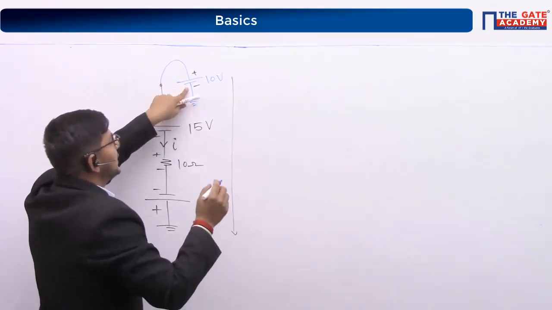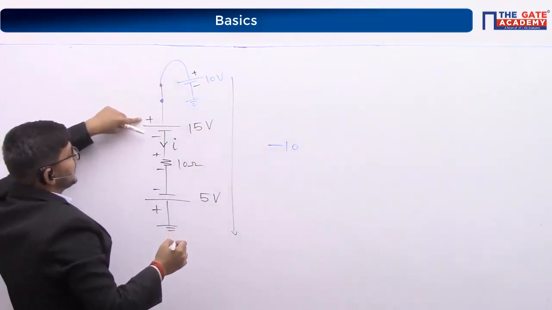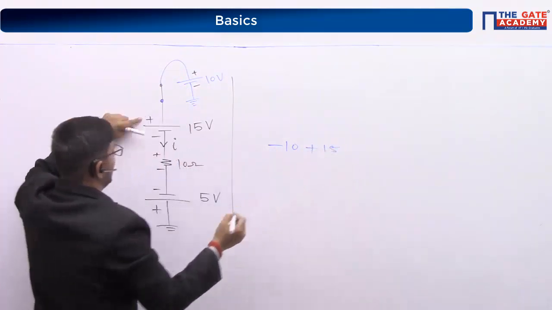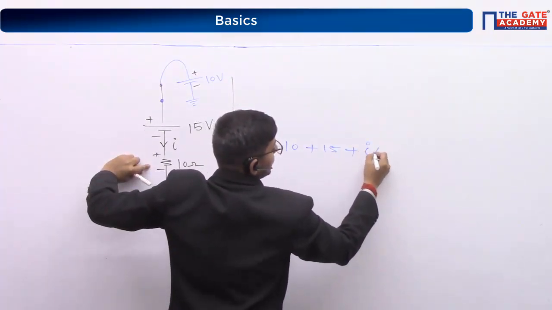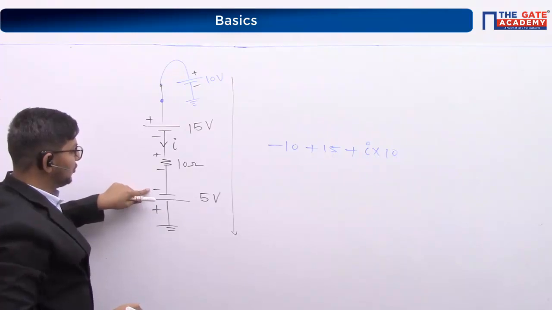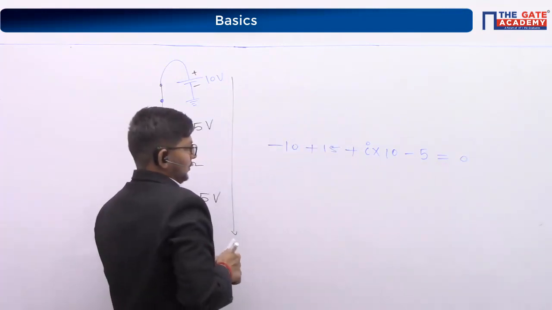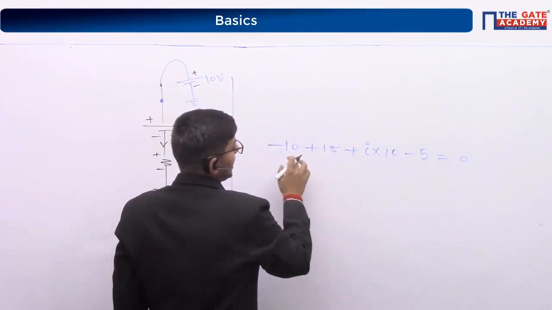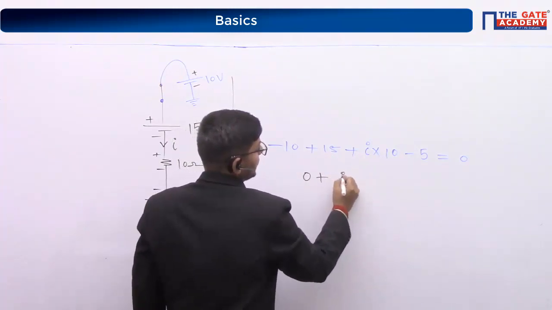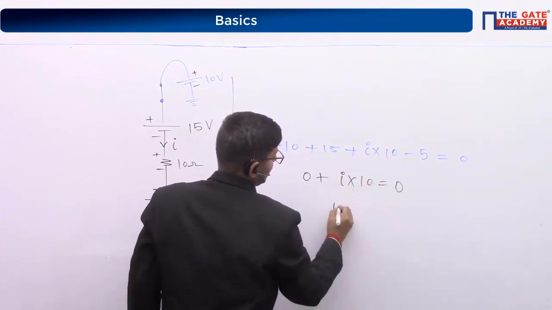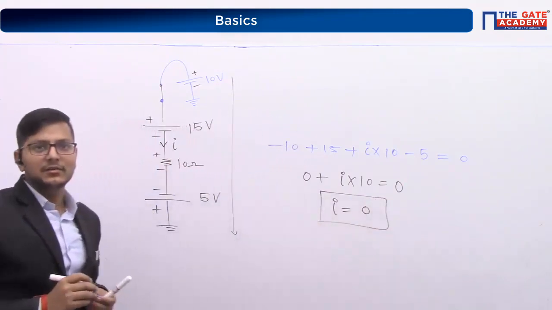First of all, the initial point is negative, so it will be minus 10. Again, this is a positive terminal, so it will be plus 15. Then there will be some voltage drop here, I into 10 ohm. Again, there is a negative terminal, so take minus 5, equal to 0. Now I calculate: minus 10 plus 15 minus 5 equal to 0, plus I into 10 equal to 0. So what will be the current? Current becomes equal to 0. Very good, guys. The correct answer is 0.